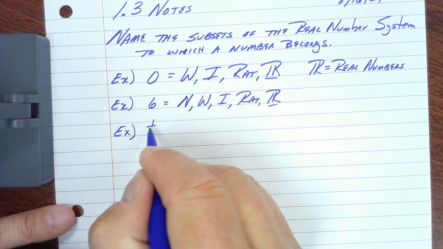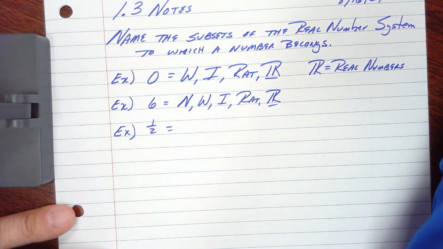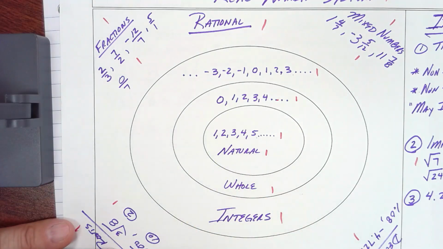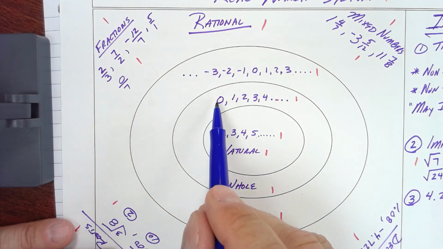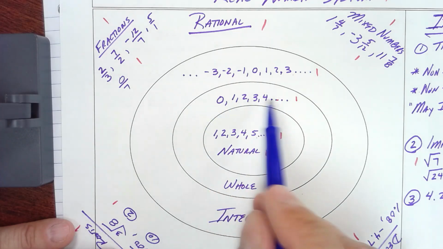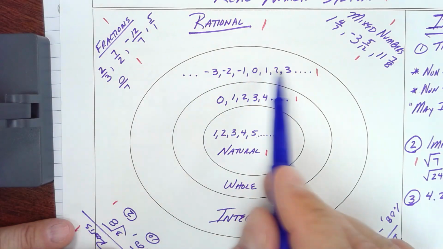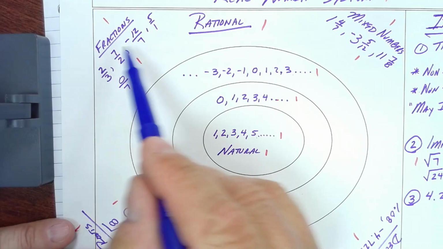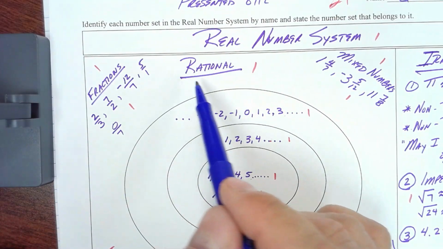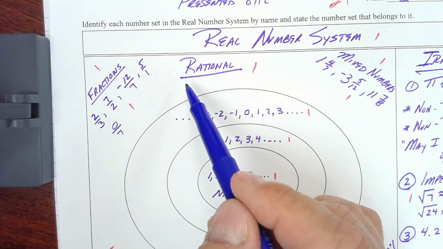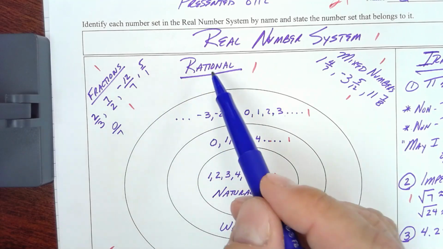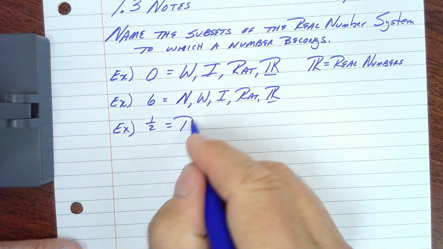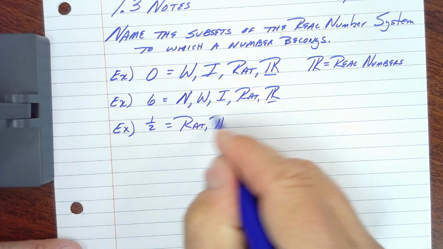Example of 1/2. Well, as I look at the diagram, 1/2 was not one of the numbers I started with. After I learned the concept of 0, it still wasn't. I have my number line markers, my negative and my integers. First time a fraction shows up is out here as a rational number. So this is very short, and the number of subsets that it belongs to is only 2, rational and real. So make sure you identify RAT and real.